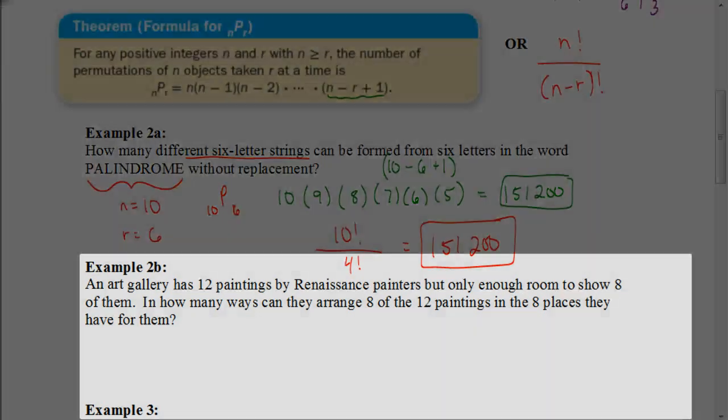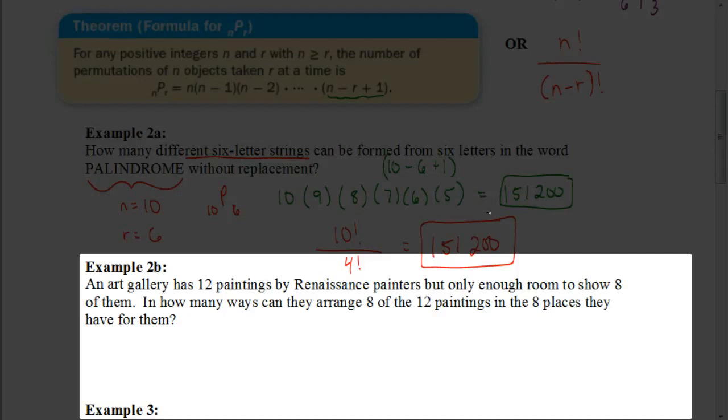So why don't you try this next one on your own. Here we have an art gallery that has 12 paintings by Renaissance painters, but only enough room to show 8 of them. How many ways can they arrange 8 of the 12 paintings in the 8 places they have for them? So why don't you take a second and attempt this one on your own. Pause the video and hit play when you're ready to check to see if you have the correct answer.